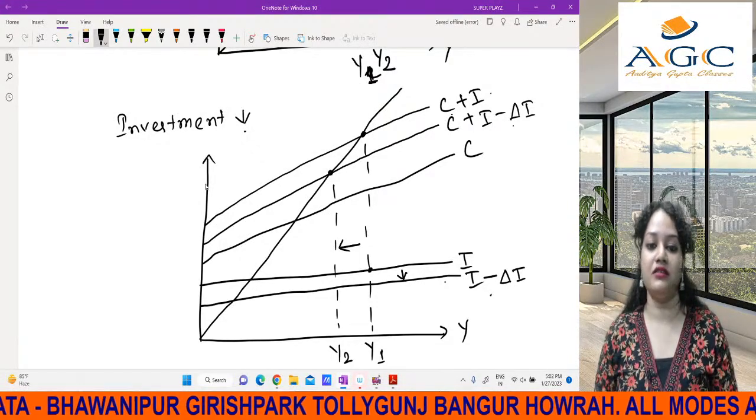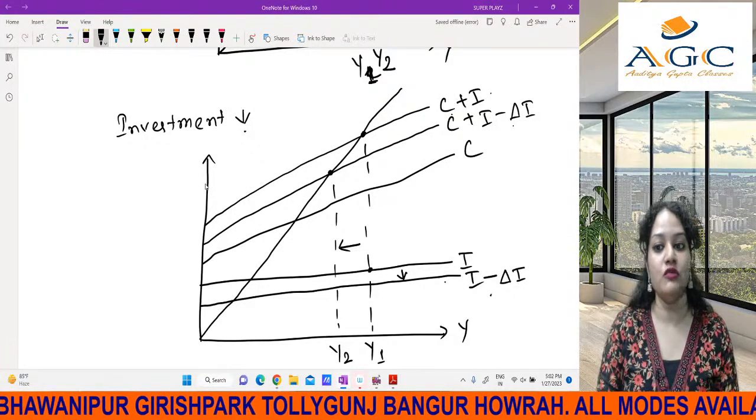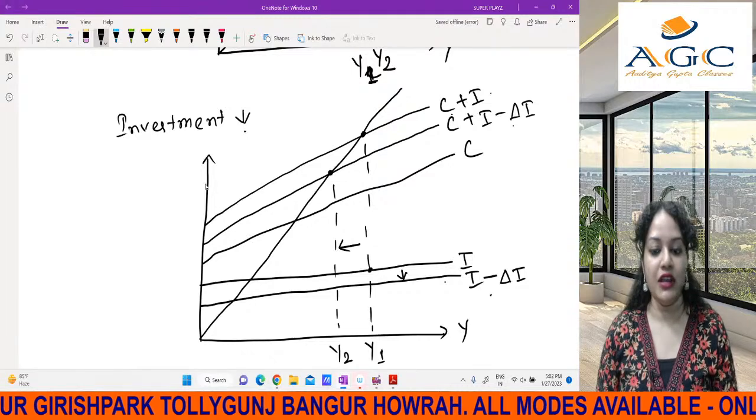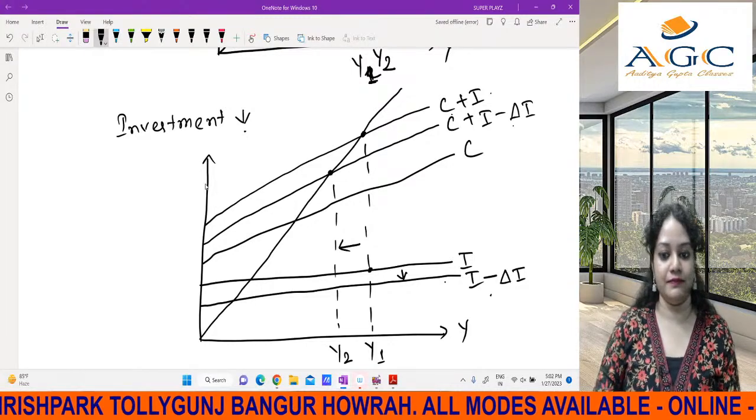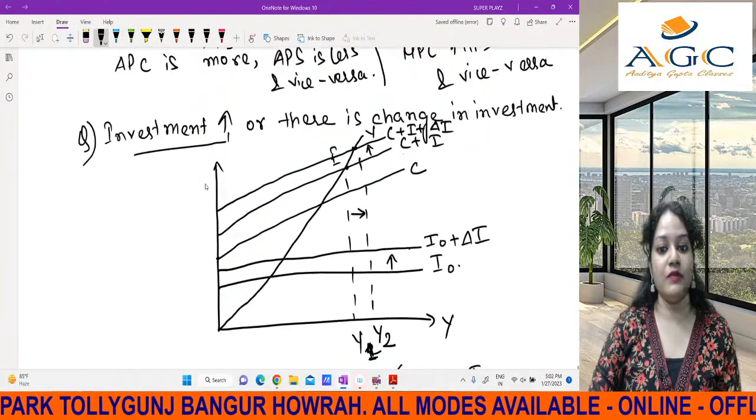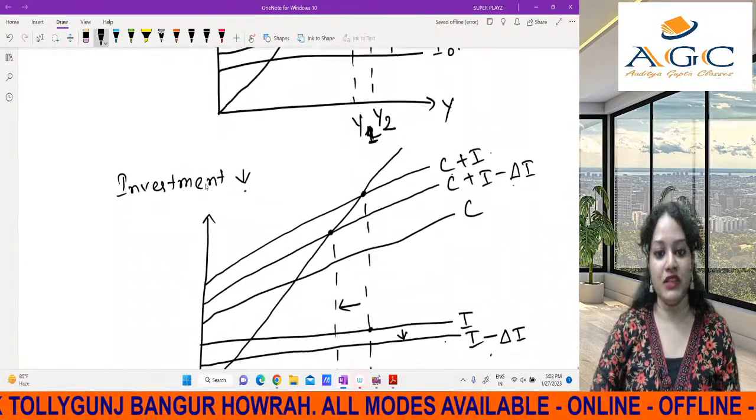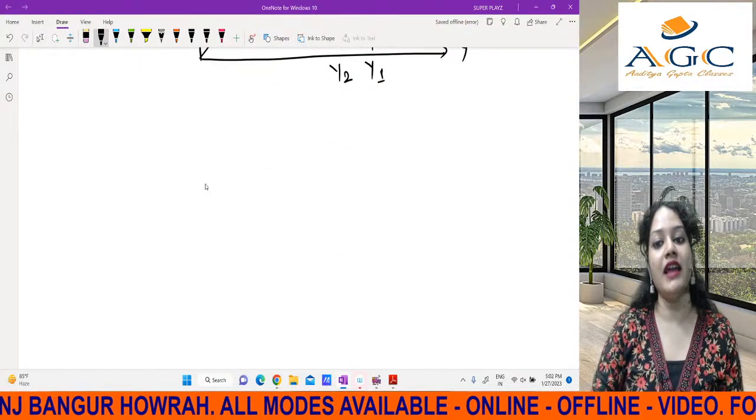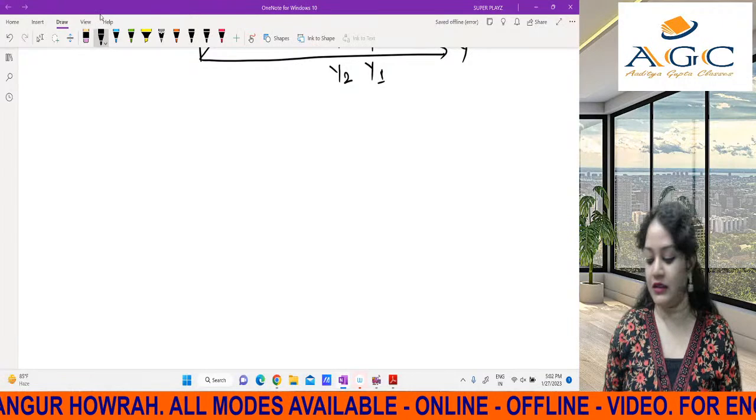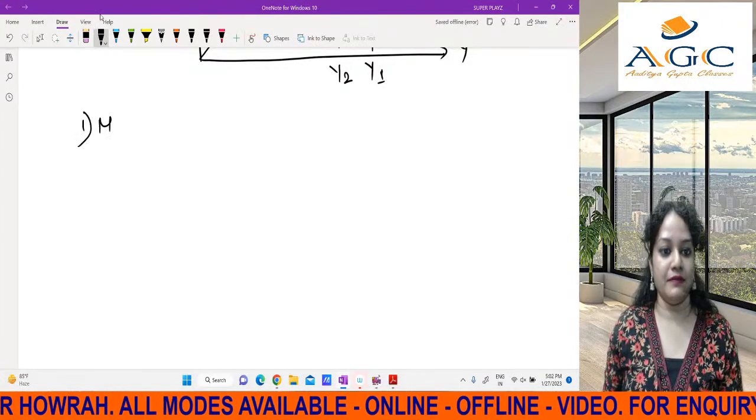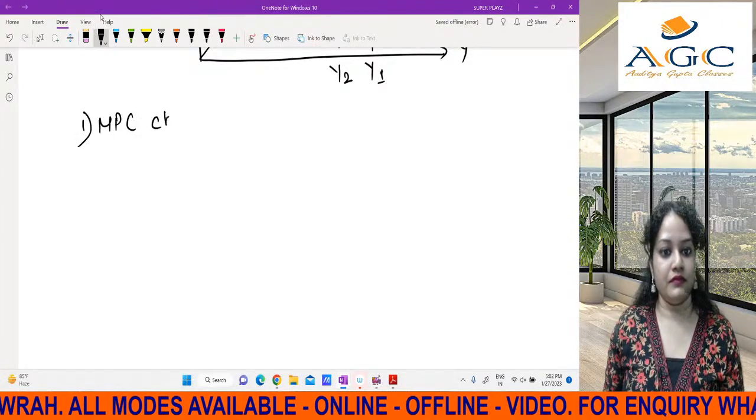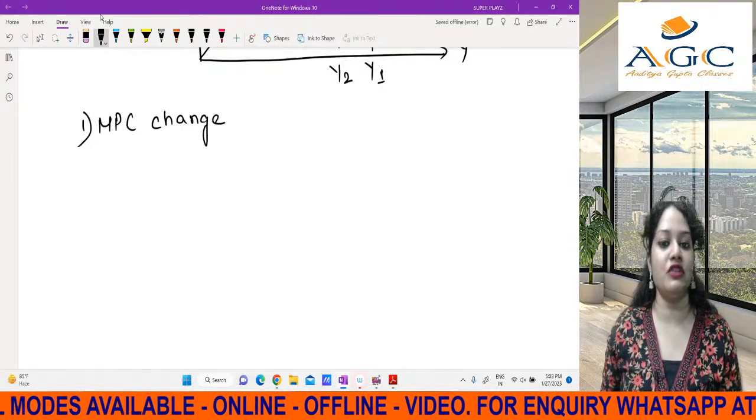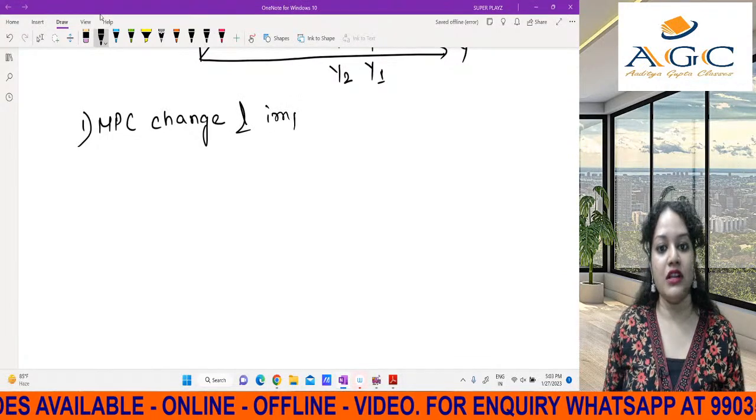If you keep on writing pages over pages, it won't fetch you marks. You have to draw the diagram properly and give a simple explanation that everybody can understand. So investment increase and decrease, I hope it's clear to everyone. Okay. Then another diagram that is given to you is change in MPC, and how it is affecting the consumption function and its impact on the consumption function.